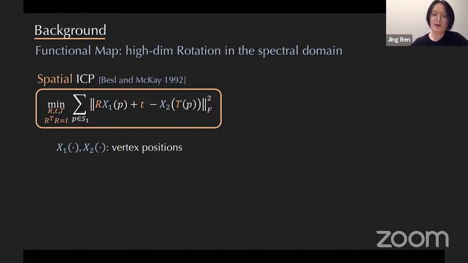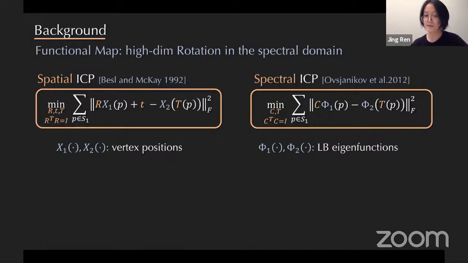So here's the energy we already discussed, where x1 and x2 are the vertex positions from the source and the target shapes. And we want to find the 3D or 2D rotation matrix R and the translation vector T to try to register the vertex positions from the two shapes. As we just discussed, now we have better, intrinsic features for the two shapes, which are the eigenfunctions of the two shapes, phi1 and phi2. So now we can modify this energy a little bit. Now we have another rotation matrix C. It tries to register the eigenfunctions from the two shapes.